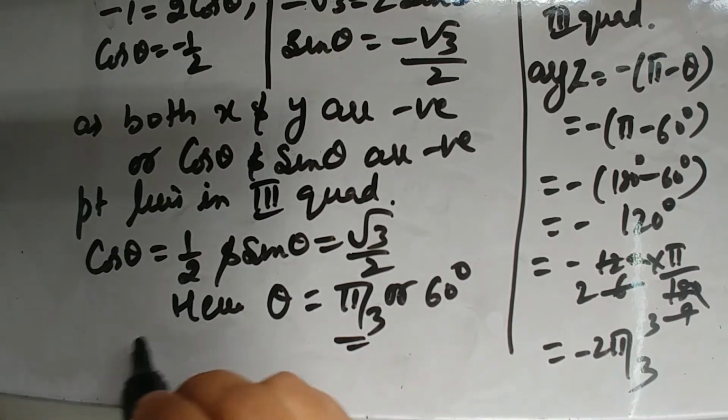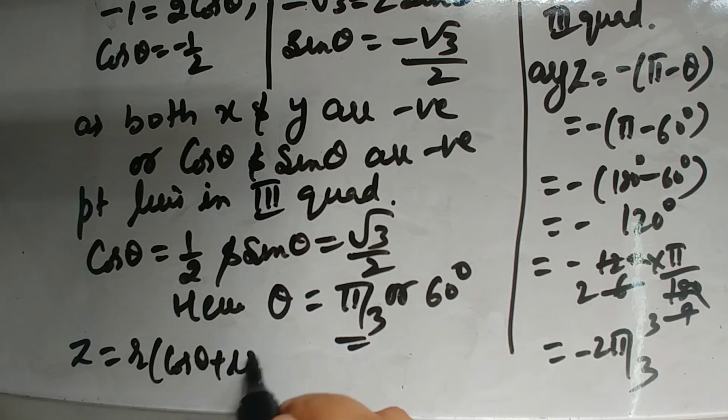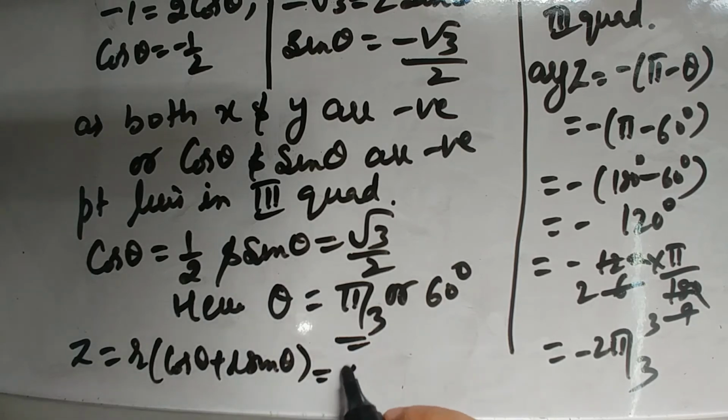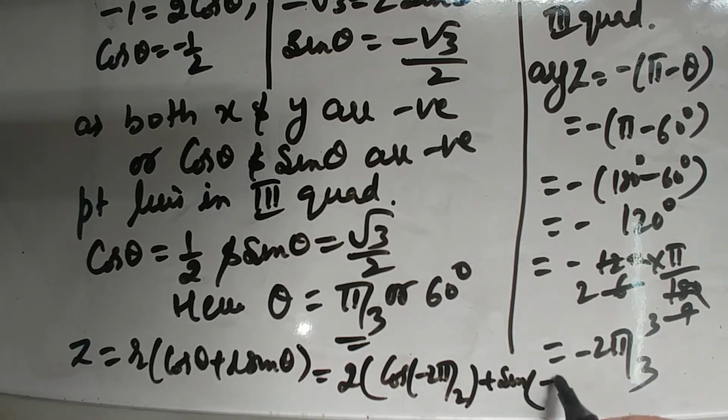Okay, so what is the polar form? The polar form is r cos theta plus iota sin theta, which is equal to 2 times cos of minus 2 pi by 3 plus iota sin of minus 2 pi by 3. So this is the polar form of this complex number.